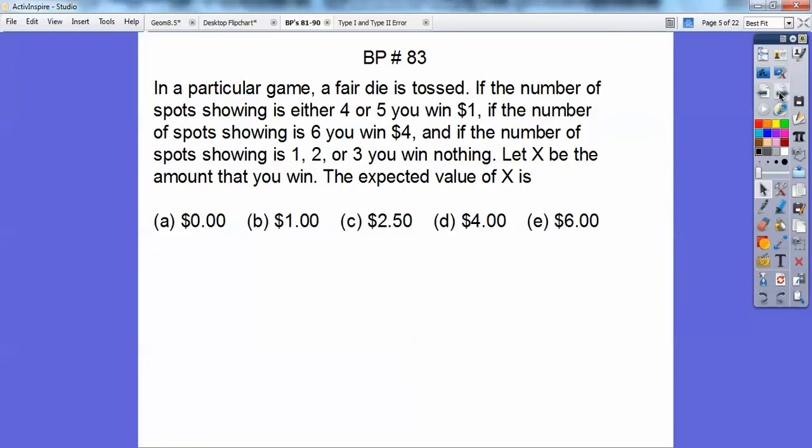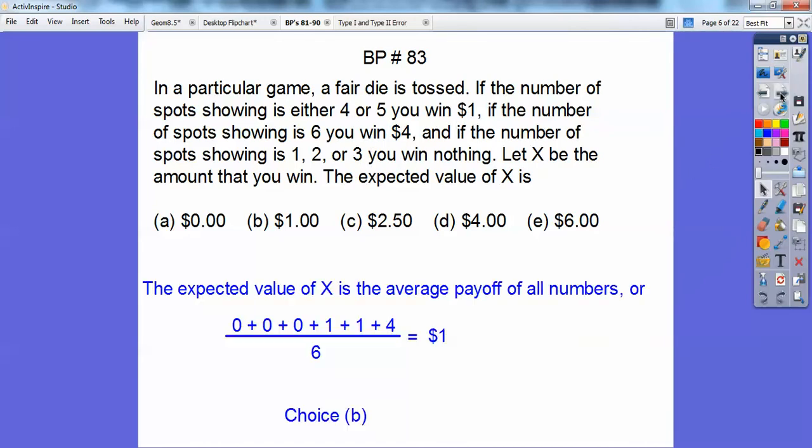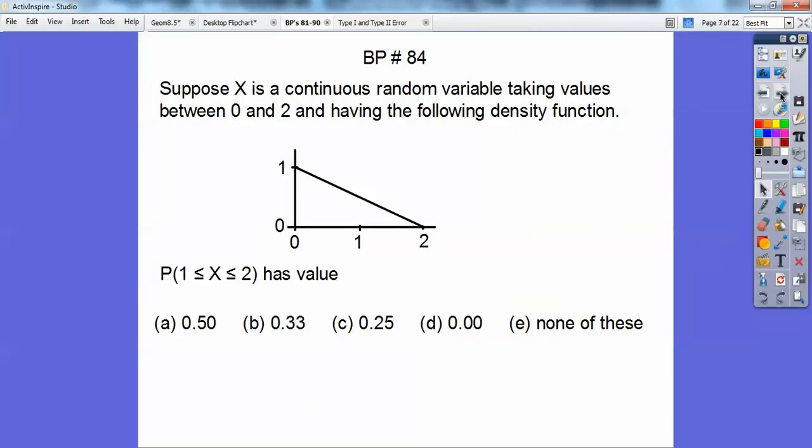So in a particular game, a fair die is tossed. If the number of spots showing is either a 4 or a 5, you win $1. If the number of spots showing is a 6, you win $4. And if the number of spots showing is a 1, 2, or 3, you win nothing. So let X be the amount that you win. The expected value then is just the average of the winnings. So for 1, 2, or 3, I win nothing, so 0 plus 0 plus 0. For 4 or 5, I win $1, so plus 1, plus 1, and then plus 4. You add them up and divide by 6, and you get $1. So choice B.